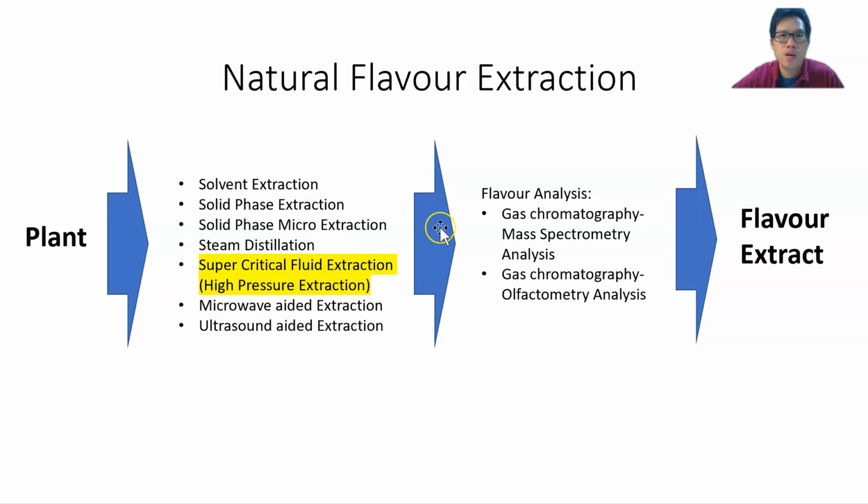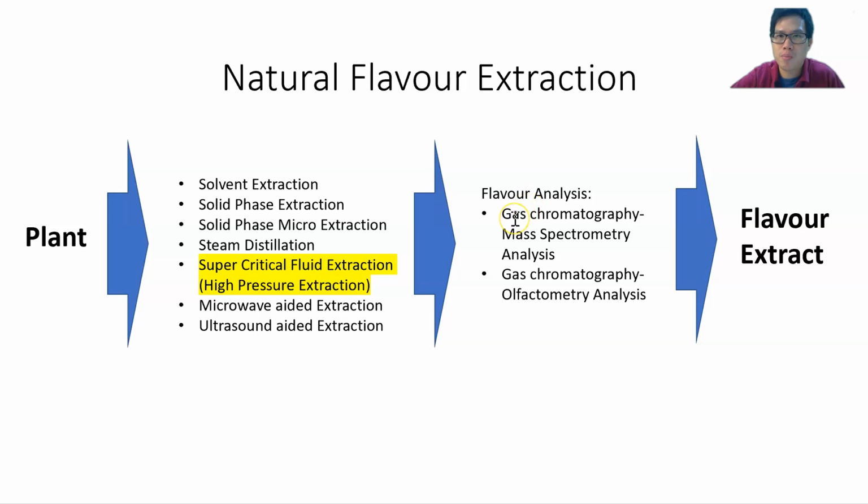Once you have extracted the flavor molecules, the next step is to determine, using gas chromatography mass spectrometry analysis, what kind of flavor components are in there. You can use the GCMS, a combination of gas chromatography, which is in a gaseous state, and then this actually measures the mass of the molecule.